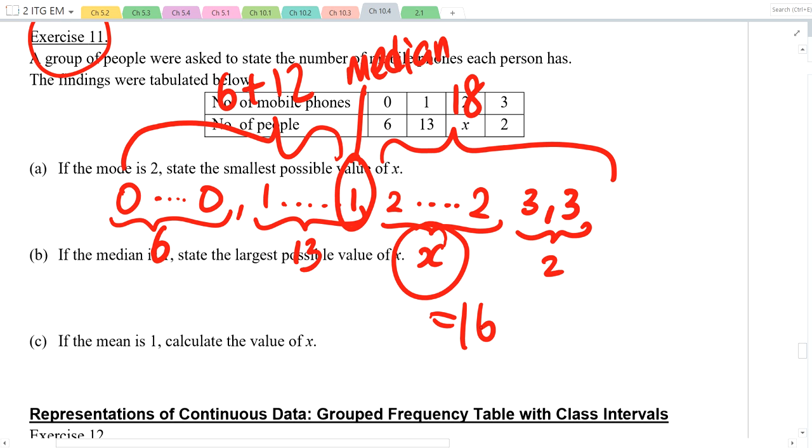Okay? How do we show working? Yeah, you can show this actually. You can show this diagram, because it is very clear what we are calculating. Okay, for part C, I'm sure you can do it yourself.